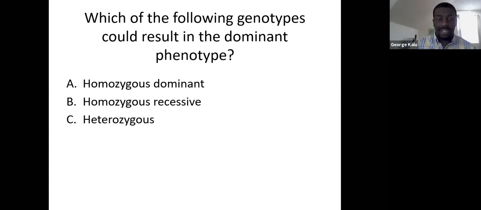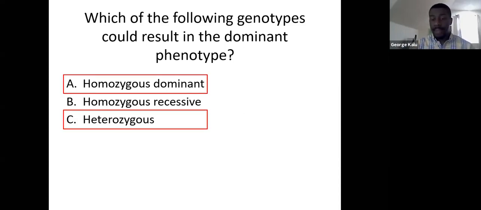Yes, so A and C are both correct, right? If we have a homozygous dominant individual and a heterozygous individual, they're going to have the exact same phenotype. They're going to look exactly the same from a physical perspective, right?